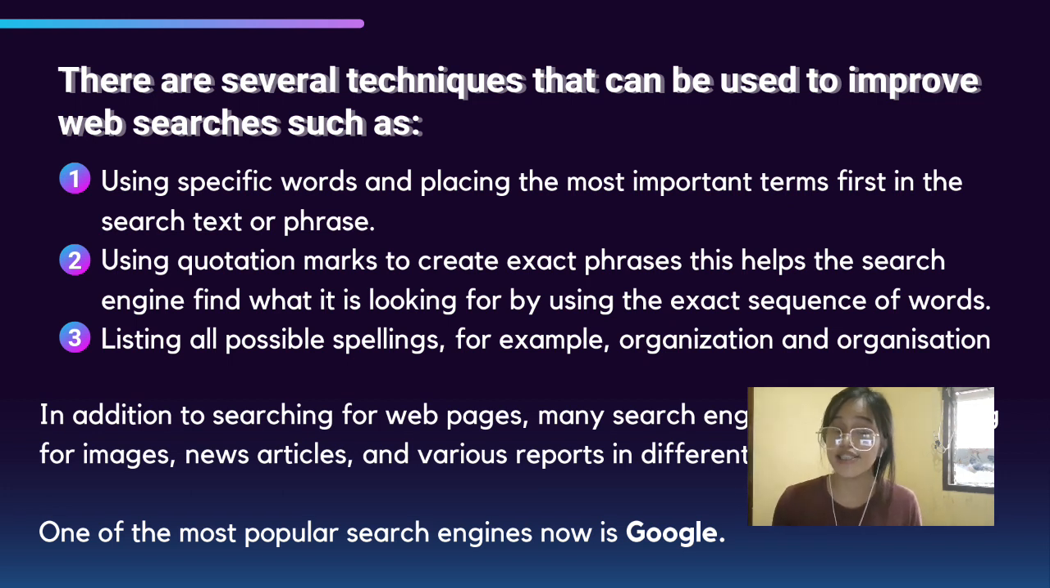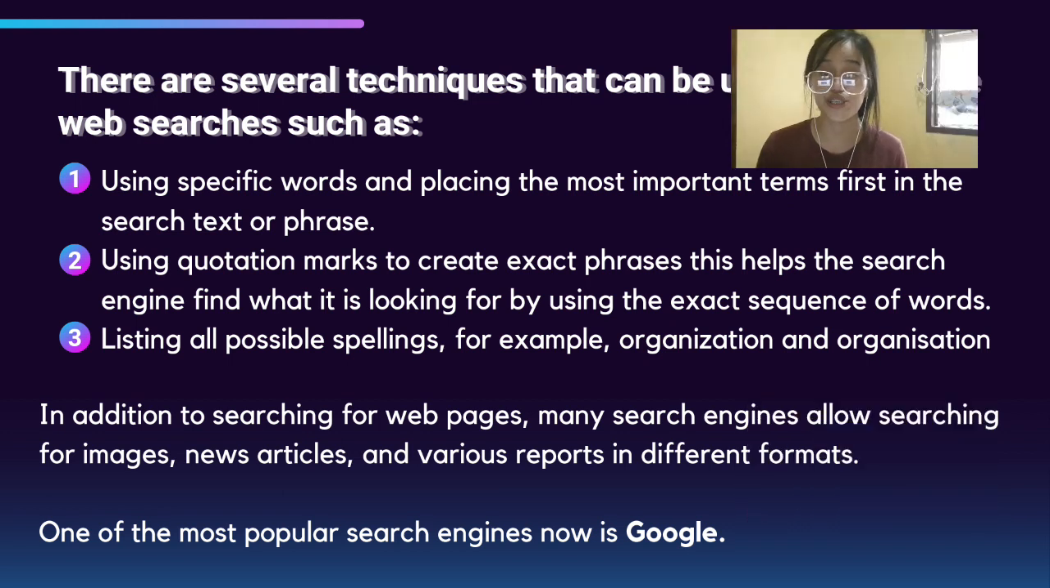So second is using quotation marks to create exact phrase. This helps the search engine find what it is looking for by using the exact sequence of words. So if na kay phrase nga gipangita, you should put quotation mark no para maka-create ka og exact phrase ug makakuha ka og results nga relevant pod sa imong research. And the third one is listing all possible spellings, for example, organization and organizations.